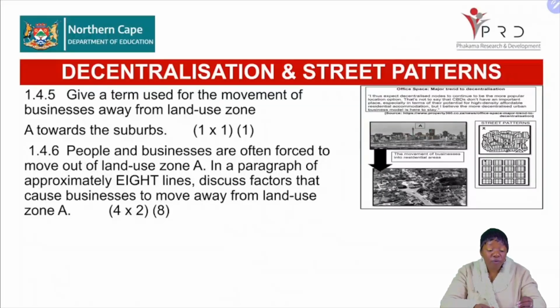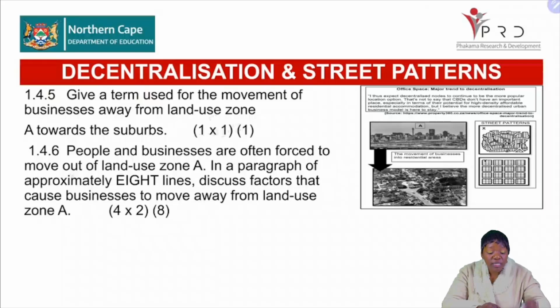We are now ready for our question 1.4.5 as well as your 1.4.6. So in your question 1.4.5, you give a term used for the movement of businesses away from the land use zone A towards the suburb. What do we call it? Then 1.4.6 is a paragraph question. Remember, you're supposed to have the 4 responses. In that, you need to give a fact and you need to explain or motivate that fact.